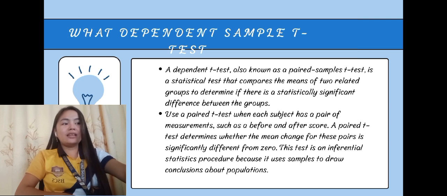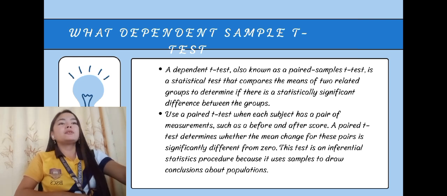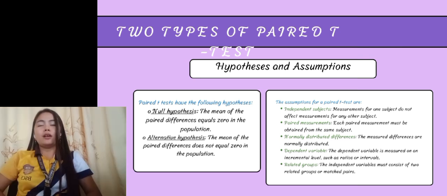This test is an inferential statistics procedure because it uses a sample to draw conclusions about populations. So there are two parts of the paired t-test. The first one is the hypothesis and the second one is the assumptions. Paired t-tests have the following hypotheses.